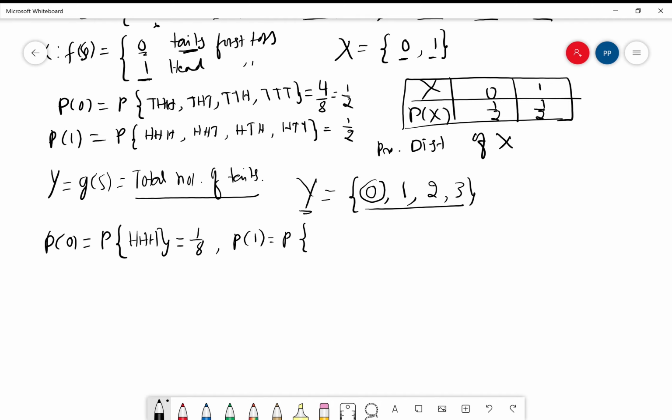Exactly in these outcomes you are getting tails one time: HHT, THH, HTH. So what is the probability then? 3 by 8. Next, the probability of 2, that is, the total number of tails equals 2. There are 3 outcomes where you are getting tails 2 times: HTT, TTH, then THT.